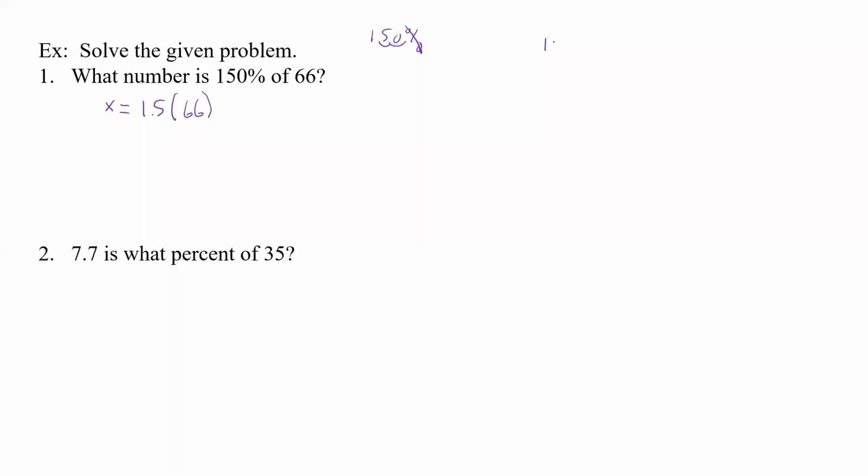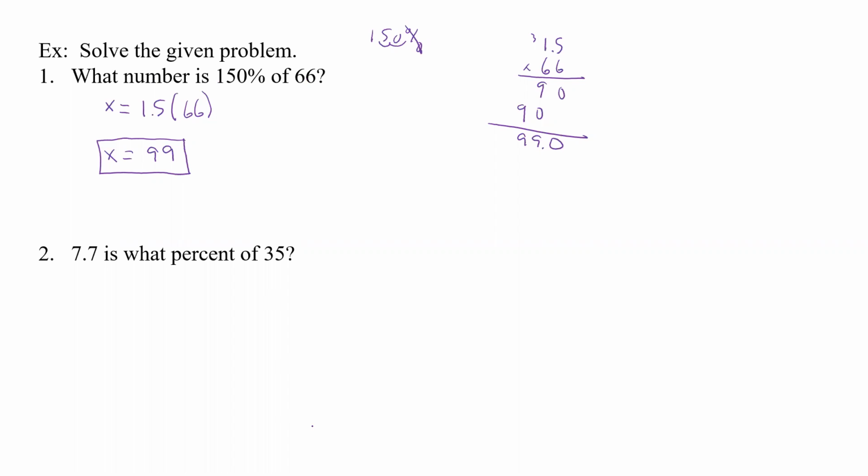And so if we take 15 times 66, and remember that's a decimal 1.5, 6 times 5 is 30. That's a 9. That's a 30. That's a 9. And so we get 990, move one decimal, and we get x equals 99. Now, does that make sense? Is 150% of 66 going to be 99? Well, that's basically 1.5 times 66, which is what we get, 99. And so that does make sense.